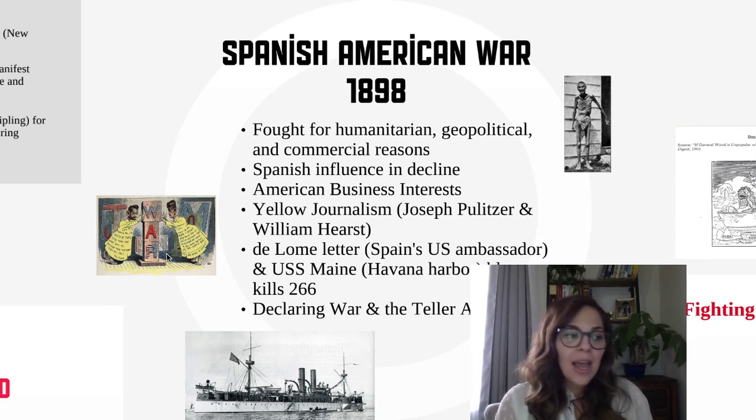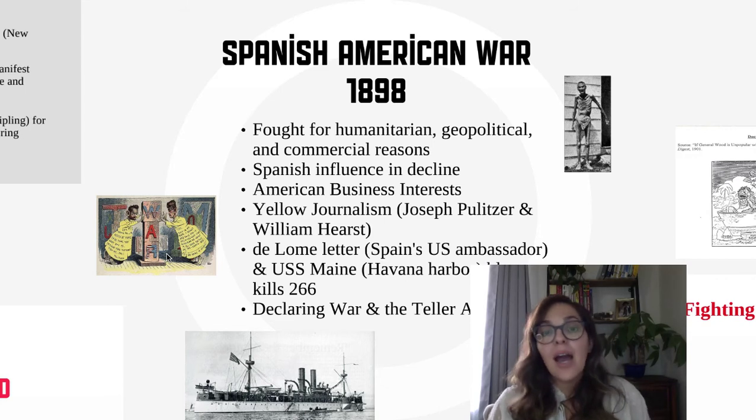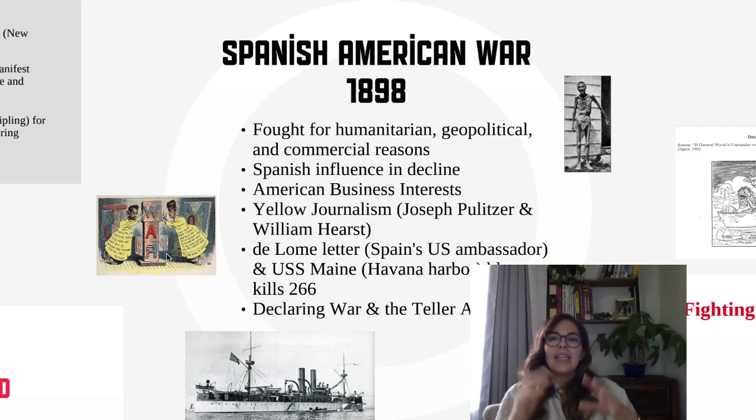But at the time when this happens, remember, there's tension. Americans are ready to go. They've insulted the president. At the time when this ship blows up, the immediate perception, what people thought had happened, was that the Spanish had blown it up, that the Spanish had attacked a U.S. ship, and they're ready to go to war. But that's not what happened, okay?